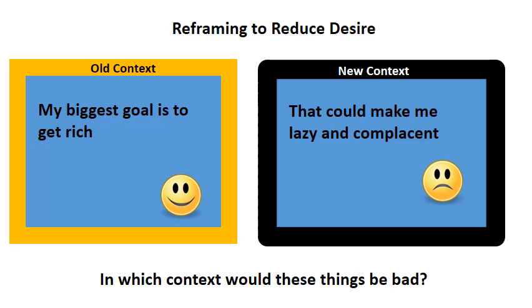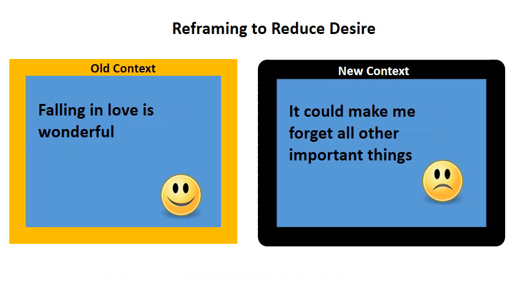So, for example, many people are a slave to getting rich, and they say, my biggest and most important thing in life is to get rich. And then I say, well, many people I know and I've helped to get rich, I have helped many people to get rich, they tend to get lazy and complacent. That's the danger, the bad side, the dark side of getting rich. Everything has a bright side and a dark side. And what I've now just done is I've reframed and reduced, taken out the steam just a little bit. So the key question to this method is, in which context would these things be bad?